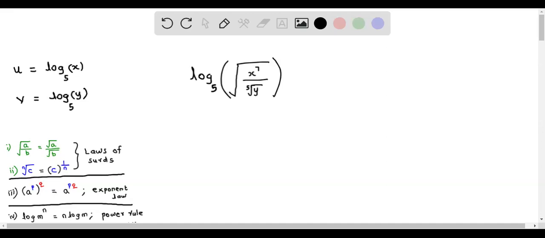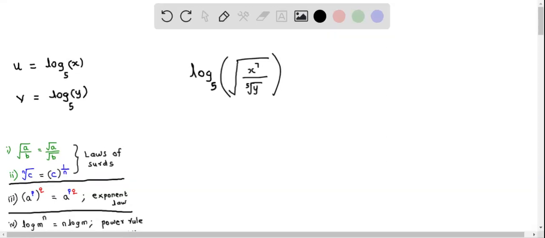We will now rewrite this given logarithmic expression in terms of u and v, where u is given as log x to the base 5 and v is given as log y to the base 5. So we have a few steps to do to rewrite this in terms of u and v.